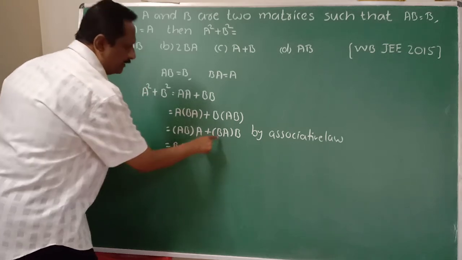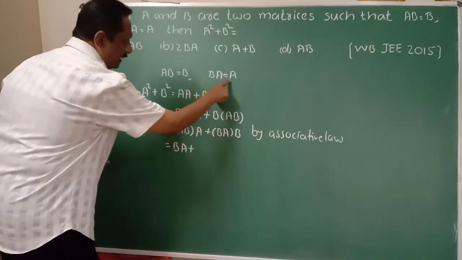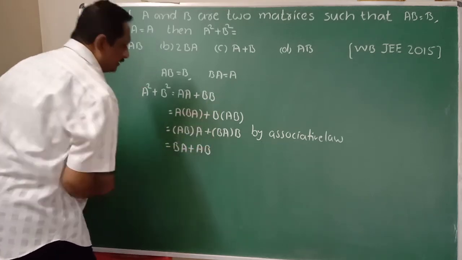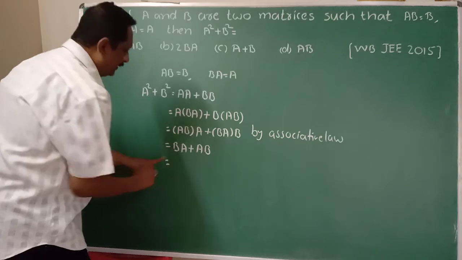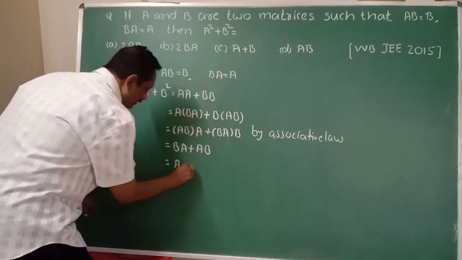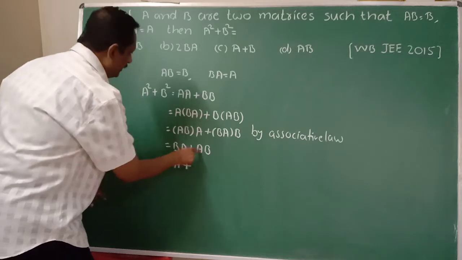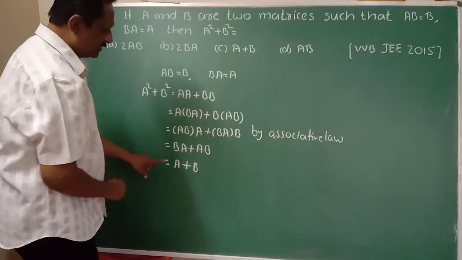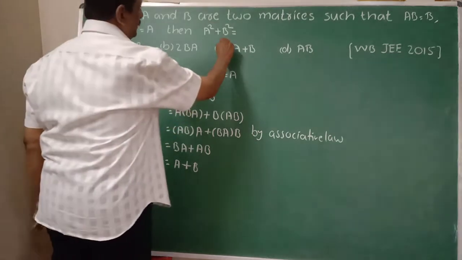Then plus BA is there, BA is equal to A. So write here A into B. This is the A into B. And this is equal to BA. BA is equal to A. So write here A. Then plus and AB is a B. That is a B. As A square plus B square is equal to A plus B. So C answer here.